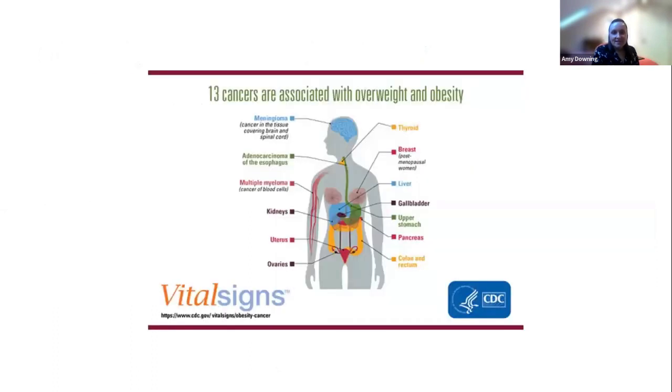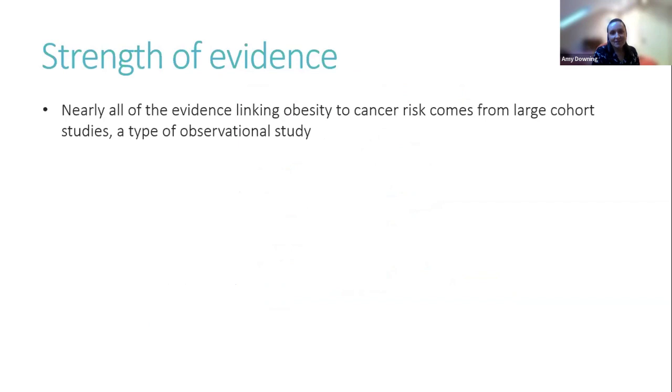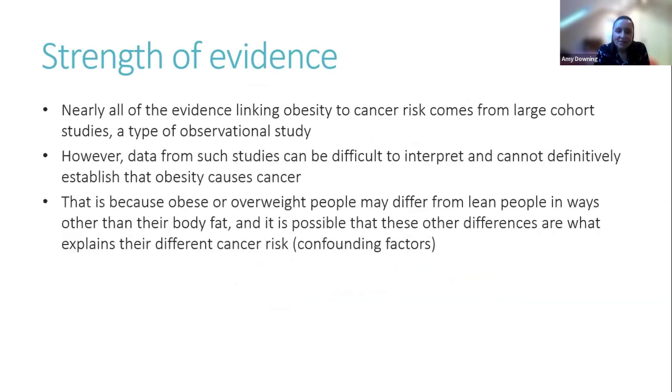And a range of cancers are thought to be associated with overweight and obesity. So you see from this figure here a huge range of cancers from meningioma to esophageal, ovarian, colorectal, etc. And nearly all of the evidence that links obesity to cancer risk comes from these large cohort studies. So that's a type of observational study, which I will talk a bit more about later. But the data from these studies can be difficult to interpret and cannot necessarily definitively establish that obesity causes cancer.